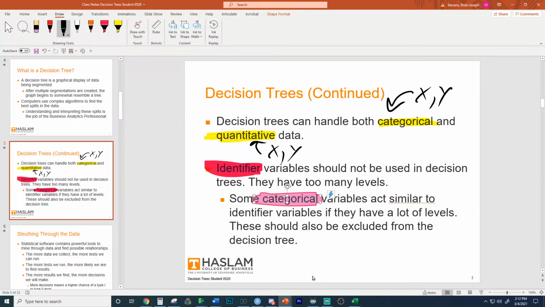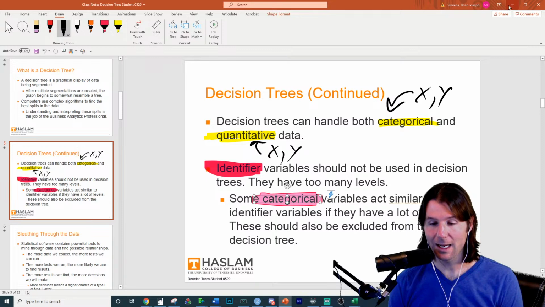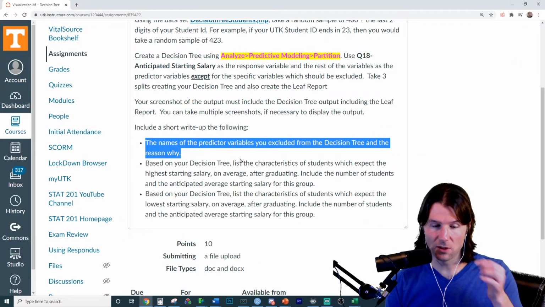Like, remember, we're talking about categorical variables that have way too many levels should not be included because they act like identifiers. They're not truly identifiers, which identifiers are unique for each and every observation, but categorical variables with too many levels will act like an identifier, and identifiers are not used in decision trees.